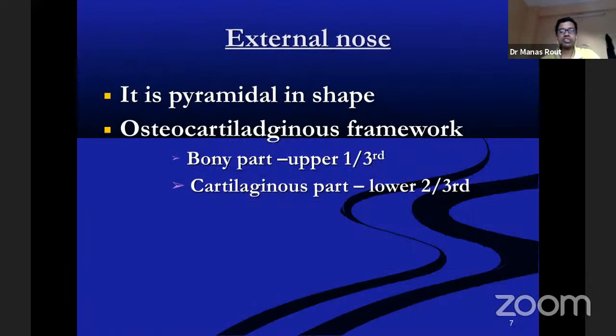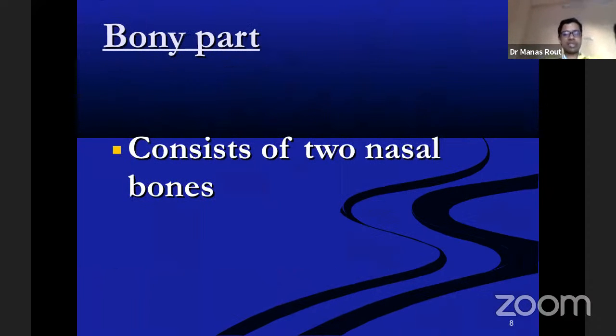Now coming to the external nose. The nose is a pyramidal structure. It looks like a pyramid. That's why we always talk about the nasal pyramid. So what are the constituents of the nose? It mainly consists of a bony part and a cartilaginous part. The upper 1/3 is bony and the lower 2/3 is cartilaginous. Now I'll show you that picture, then you can understand.